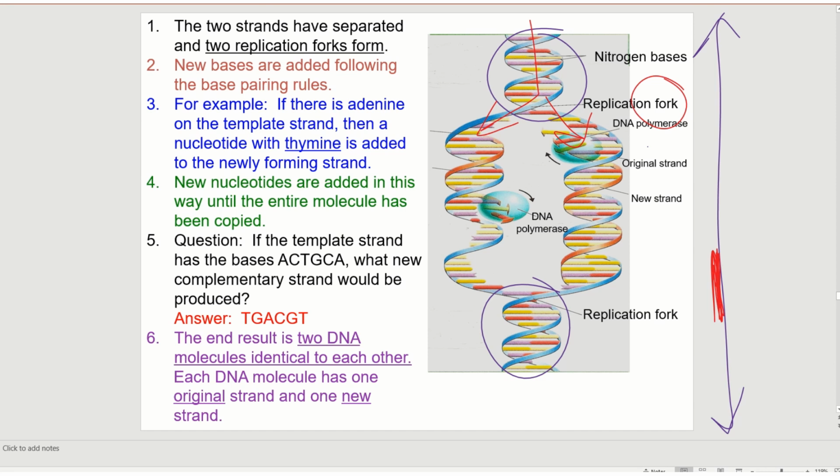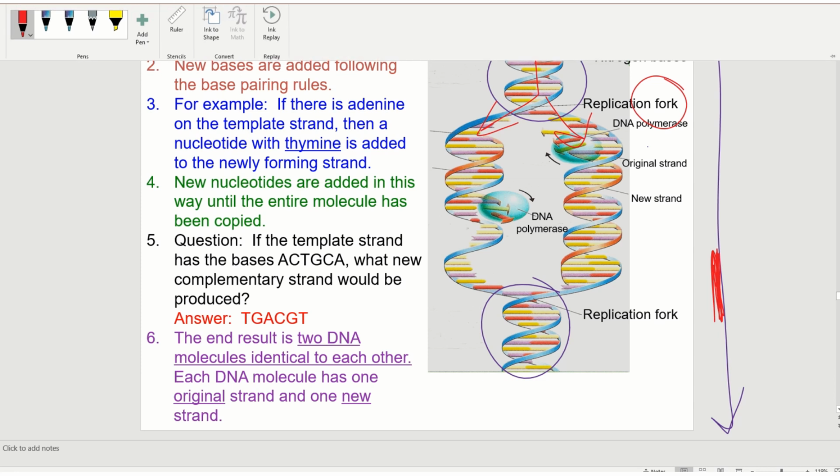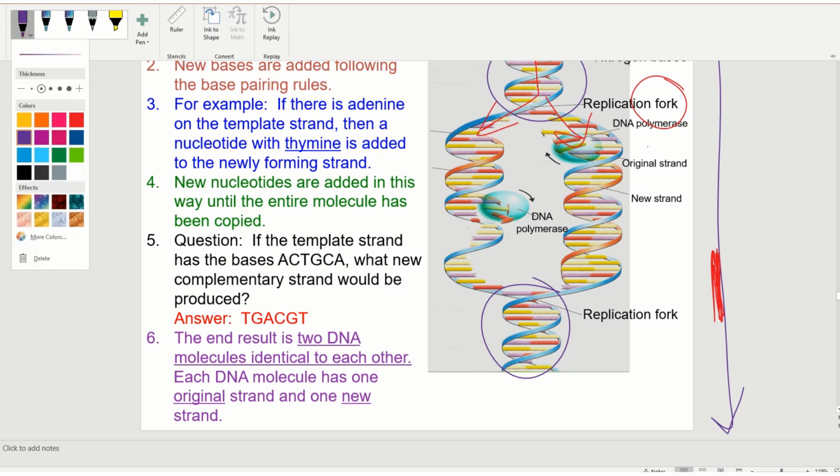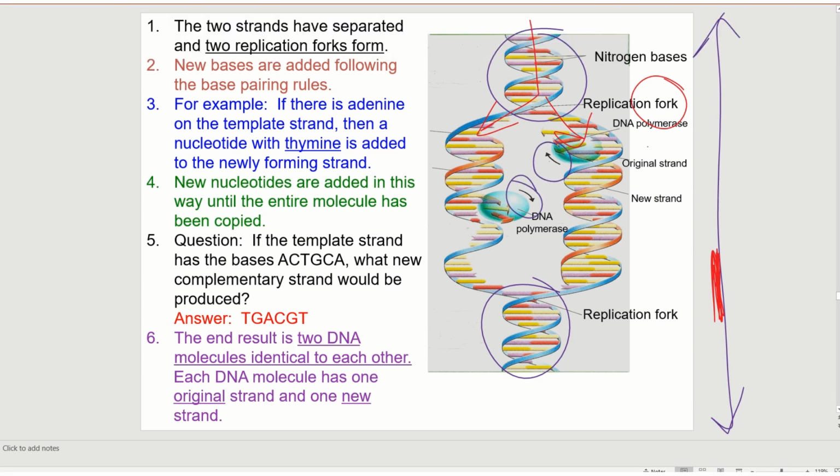What do you notice here with these arrows? Can you see these arrows here? One is going up and one is going down. We're going to talk about that right now. This is called anti-parallel. What is it called? Anti-parallel. Anti means opposite. And parallel means it never touches, right? So they're going opposite ways, right?